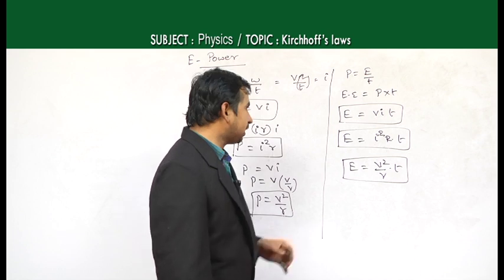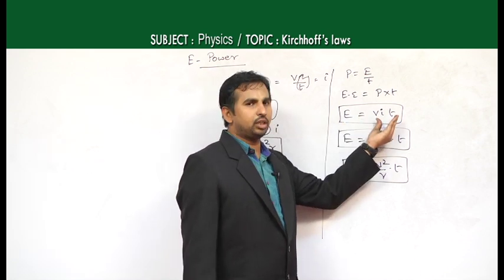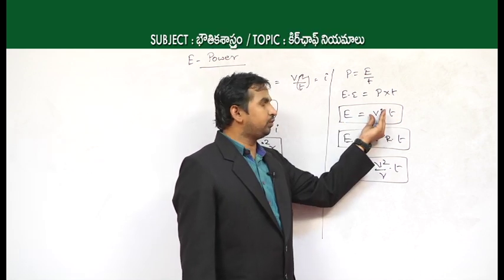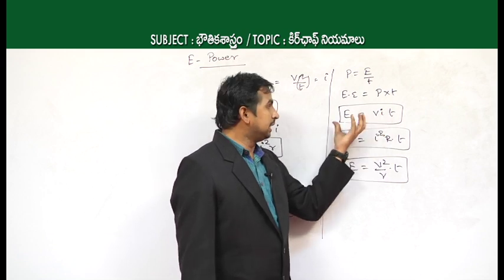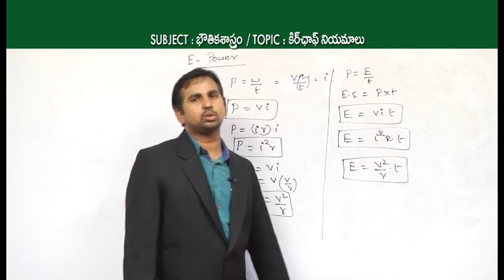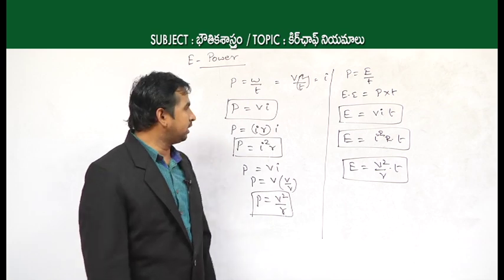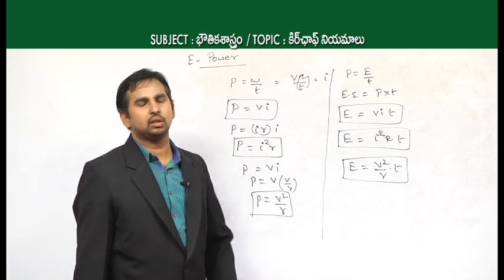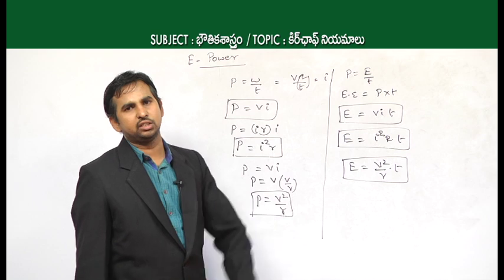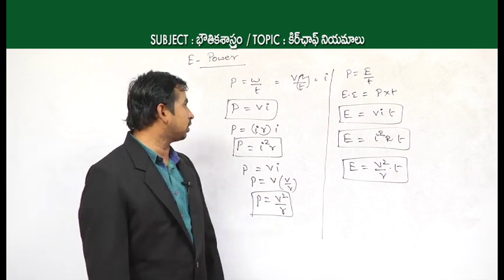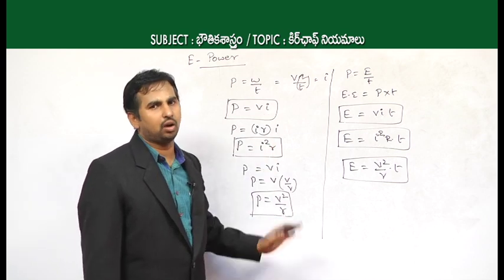And for E is equal to VIT, as the voltage remains constant, the electrical energy is directly proportional to the current we have. So like this, whether it is power or electrical energy, different relations are present between V, I and R.